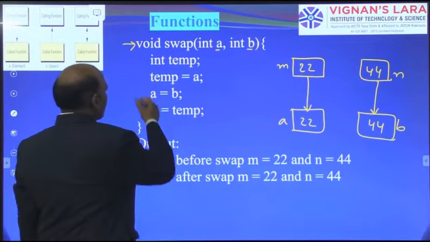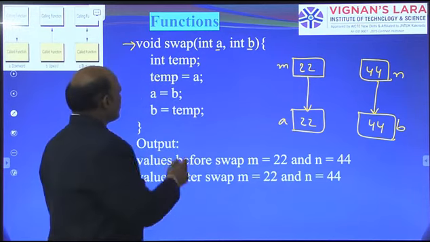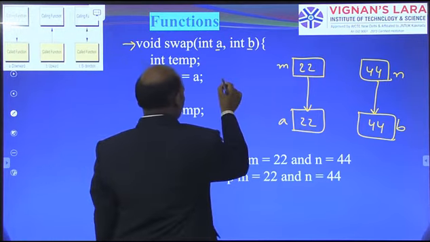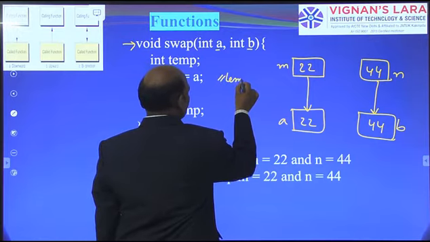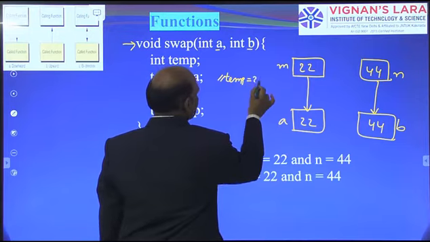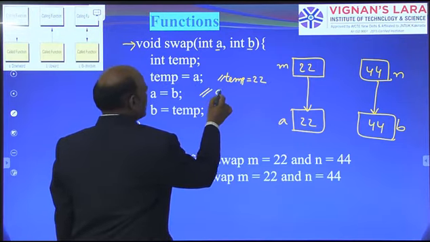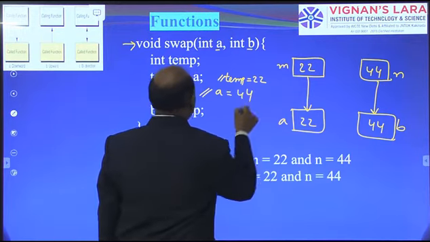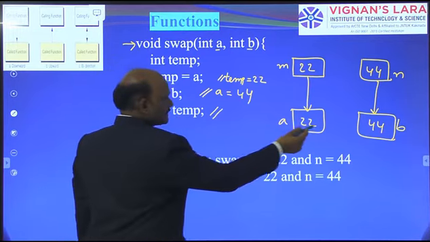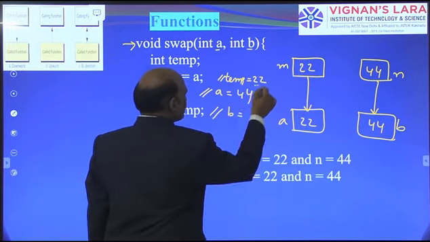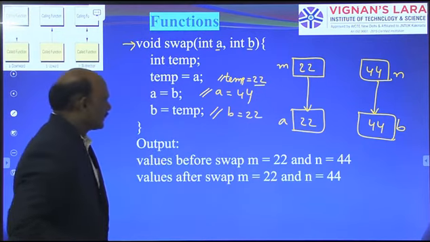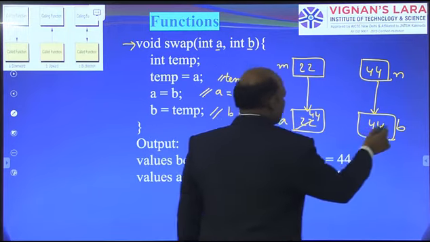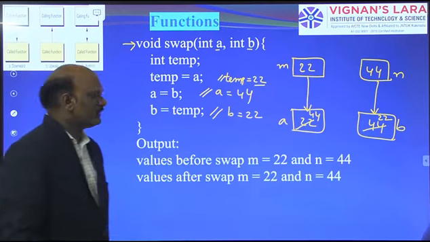Now the swapping can be performed. First I am taking a temporary variable to store a value. temp is equal to a, value is 22. Then a is equal to b, what is b? 44. Then b is equal to temp, value is 22. So after performing this, a value is 44 and b value is 22.